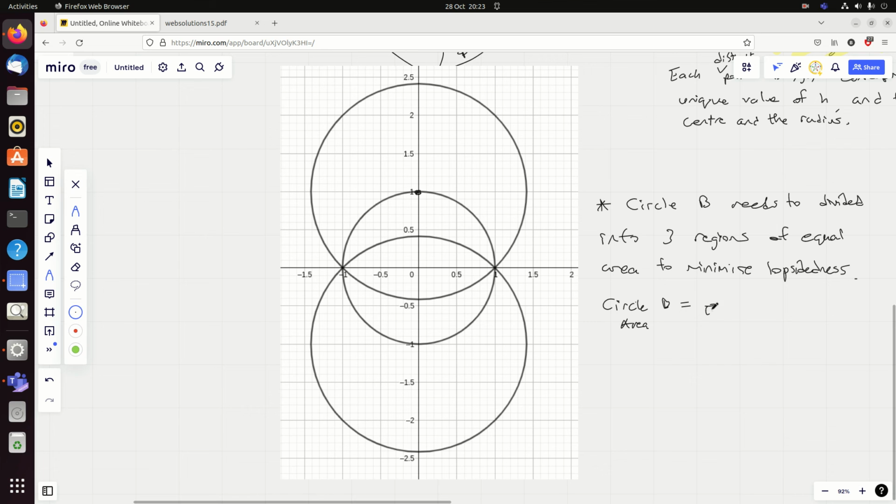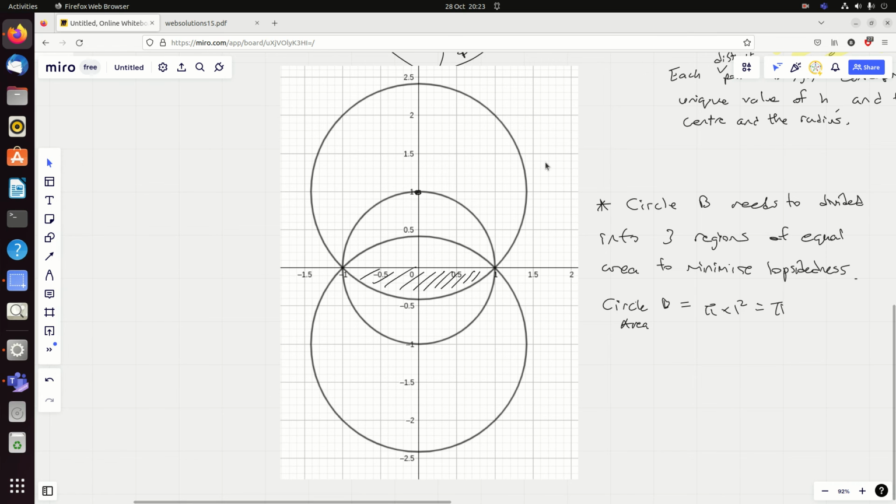And that's because it's just pi times 1 squared. And so that's pi. So in other words, we want to make sure, can we call them lips? It kind of looks a little bit like lips in the middle. We want to make sure that that area is pi over 3. Okay, so half of that area can be pi over 6.